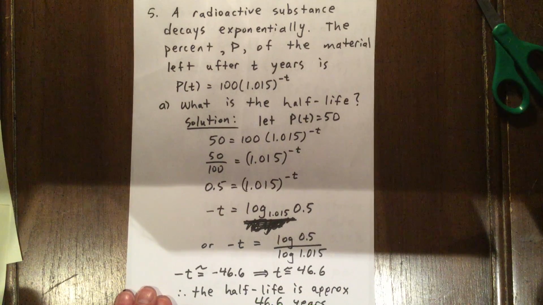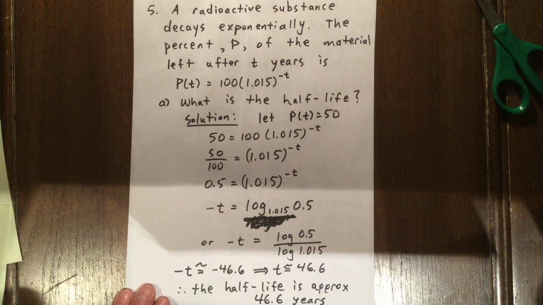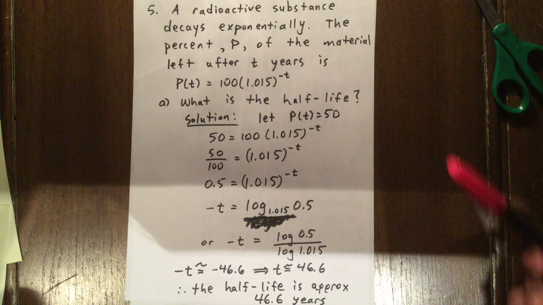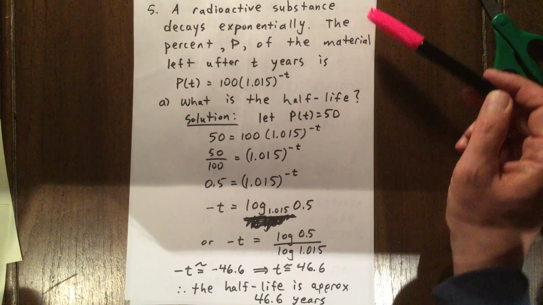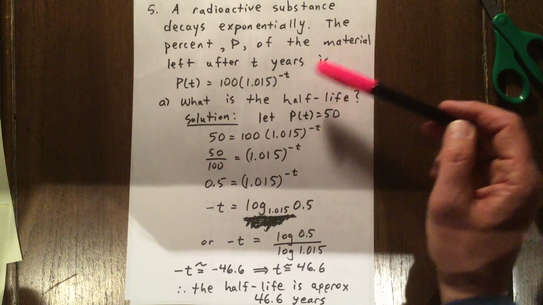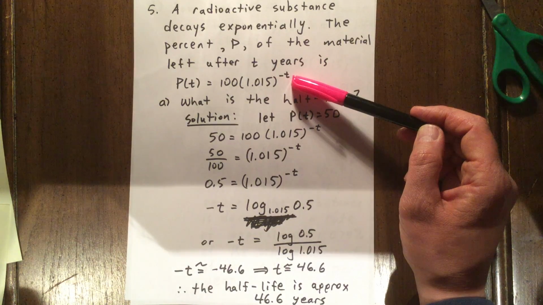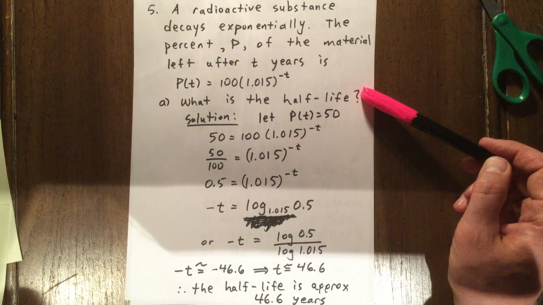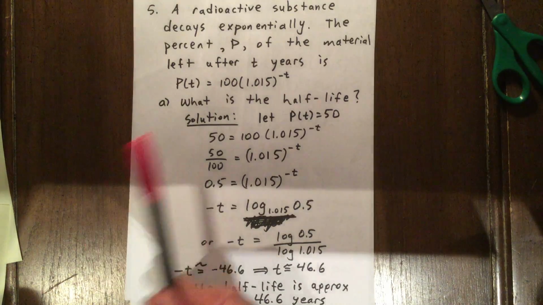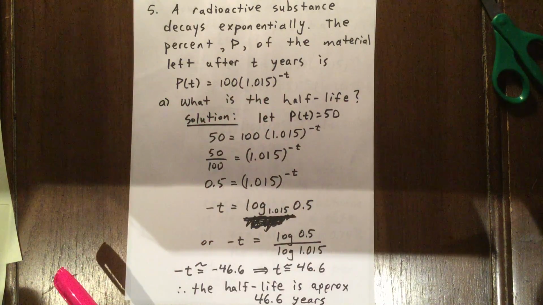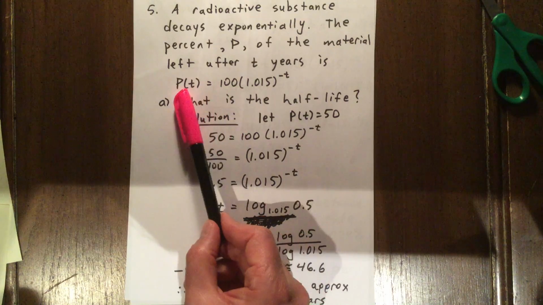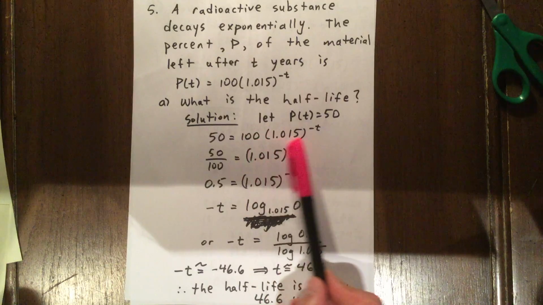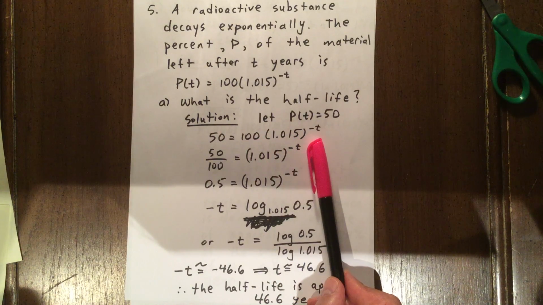All right, well, what if we have a radioactive substance? We like to do this in exponential functions chapters. So we have a radioactive substance decaying exponentially. The percent of the material left after t years is given by this equation. Well, we want to know what the half-life is. Well, the half-life means when half of the substance remains. 100% is there at first, so we're going to let p of t equal 50. And then we're going to solve for t.